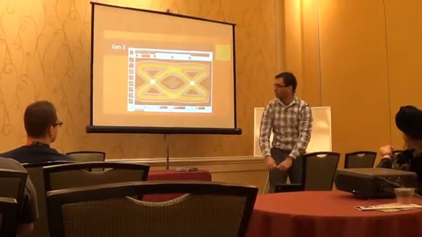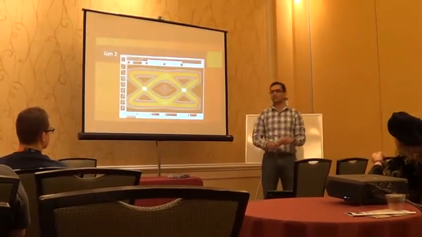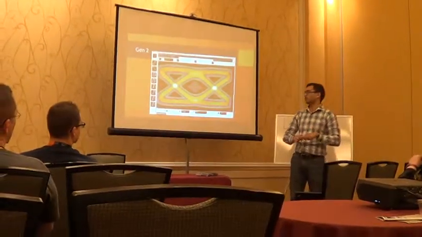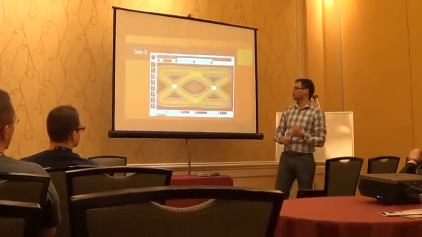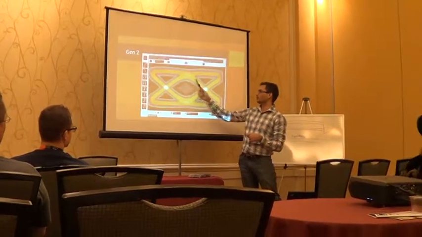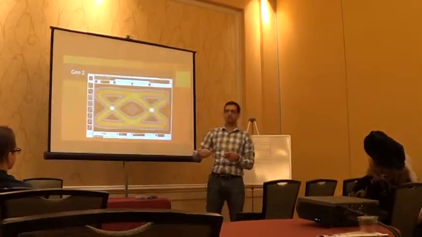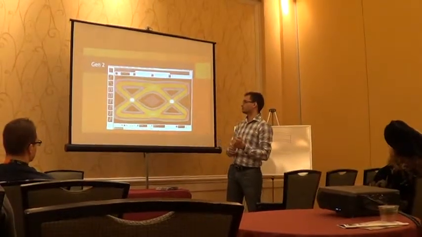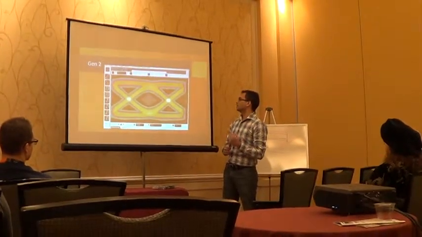At some points, you actually need to worry about the propagation speed of light when you're designing these things. This is Gen 2, and this is part of the compliance test. This is what we call a mask, and basically if this hits the mask, you're out of spec. So in this case right here, it's meeting it pretty handily.